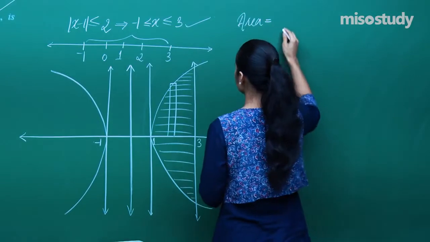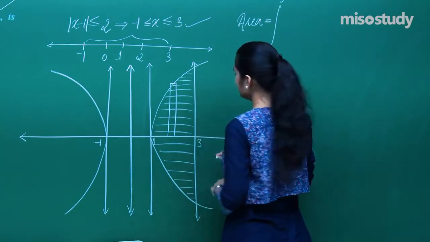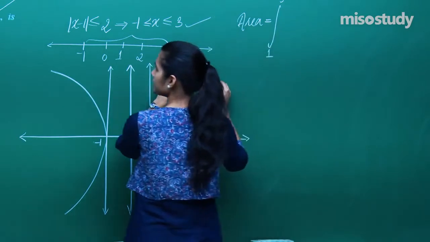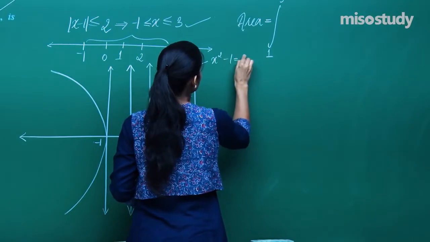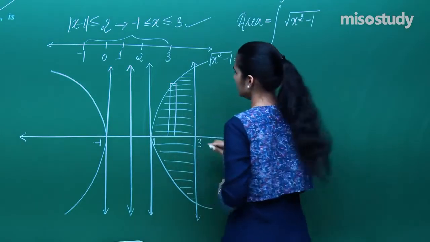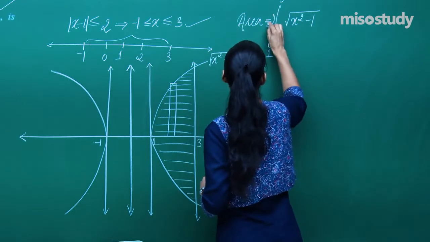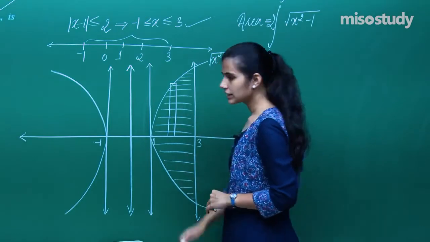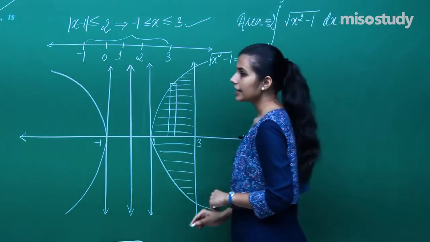Area will be equal to integral from 1 to 3. What is this? This curve is x square minus y square equals 1, which gives x square minus 1 is y square. So y is under root x square minus 1. This portion, I will just be counting it till here and I will be taking twice of it. So twice of this above the x-axis region is going to give me the complete area. So I have this as my very area.